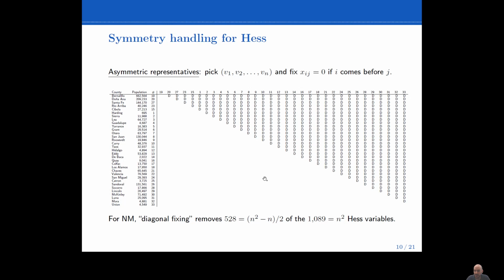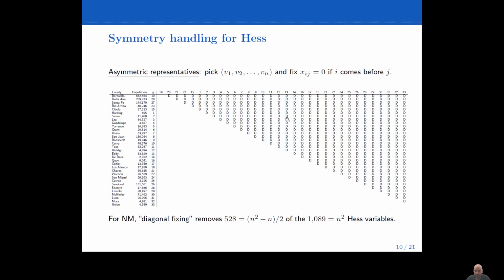Okay, so the next thing we would want to deal with is the symmetry. And there's an idea from the graph coloring literature called the asymmetric representatives model. And it works like this. So we pick an ordering of the vertices. And we say that if you're constructing a district, we always want the root of that district to be whichever one of its vertices is earliest in this ordering. So one convenient way to impose this in the model is just to fix those variables to 0 whenever i comes before j.